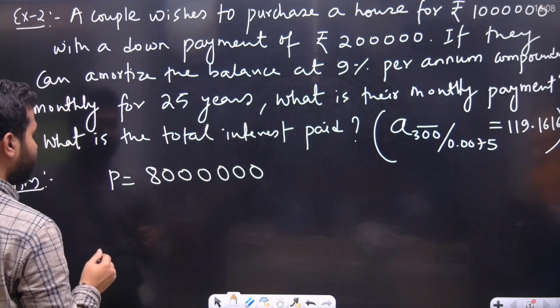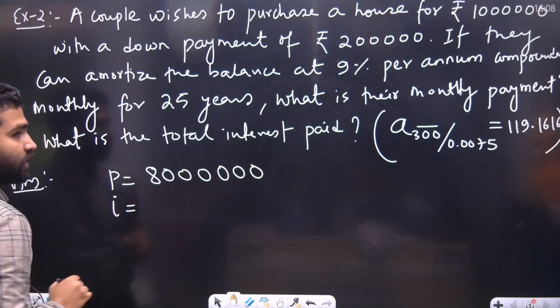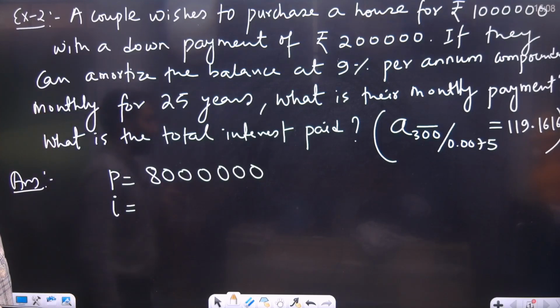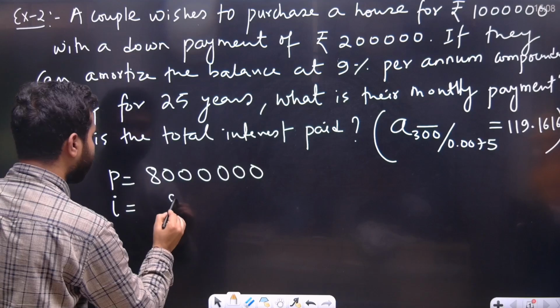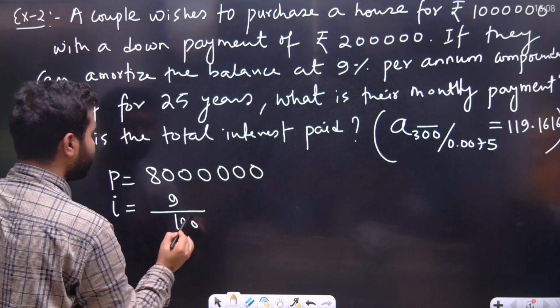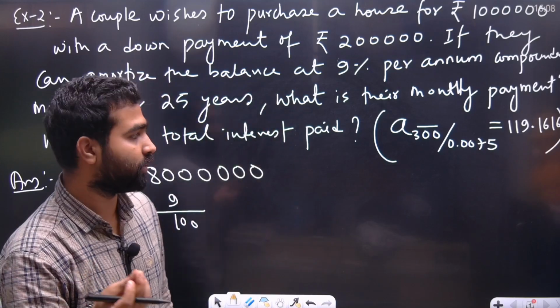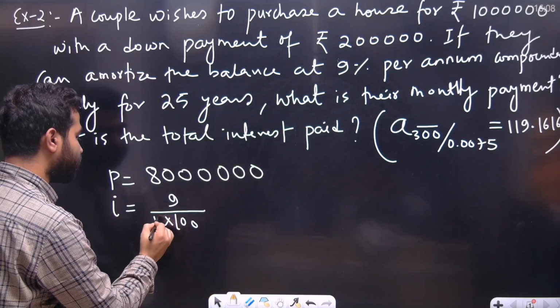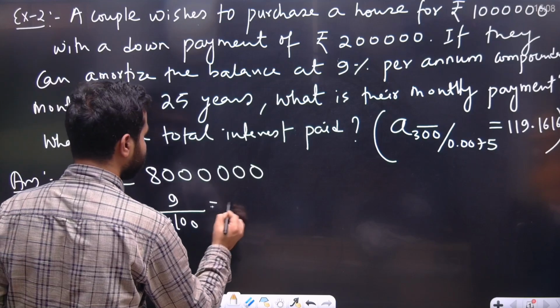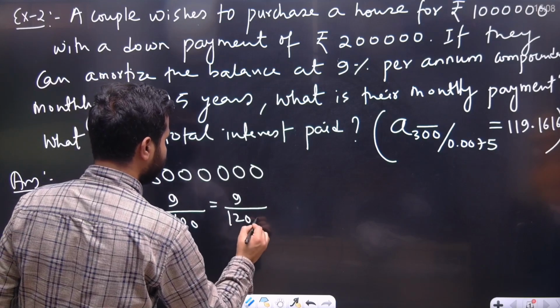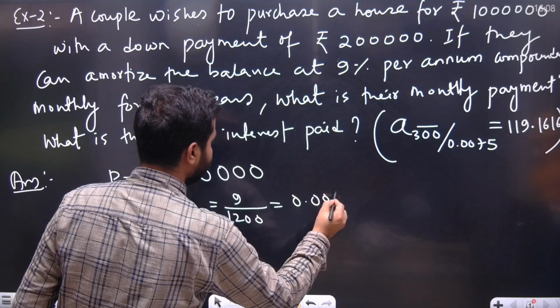Now, 9% per annum. Again, what will be the value of I? I is your 9% per annum. Percent means divided by 100, but I is your interest rate per month, so you have to divide by 12 because in a year there are 12 months. So you will get 0.0075.